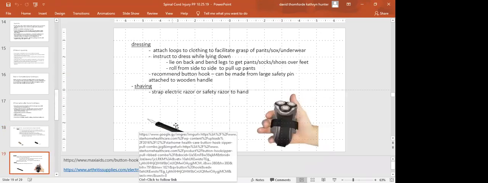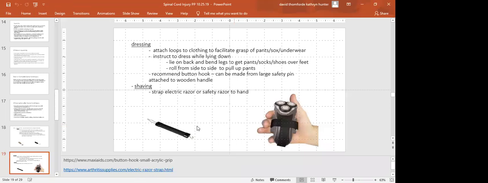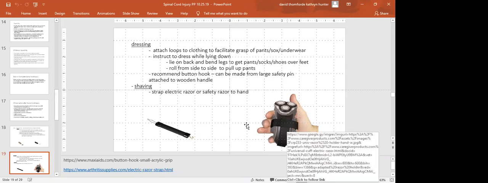For shaving, I showed you the universal cuff. Here on the right-hand side is somebody who has an electric razor, and they've attached a piece of Velcro on the back, and that Velcro attaches to a universal cuff, and the person then can shave with the razor, or they can put a safety razor in that same pocket and they can shave.